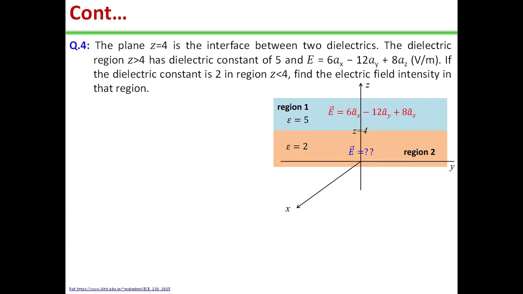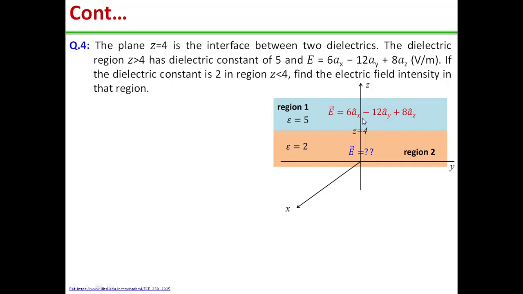Now the fourth example is that the plane z is equal to 4 is the interface between two dielectrics. The dielectric region z greater than 4 has dielectric constant 5 and electric field 6ax minus 12ay plus 8az volt per meter. If the dielectric constant is 2 in the region z less than 4, then find the electric field intensity in that region.